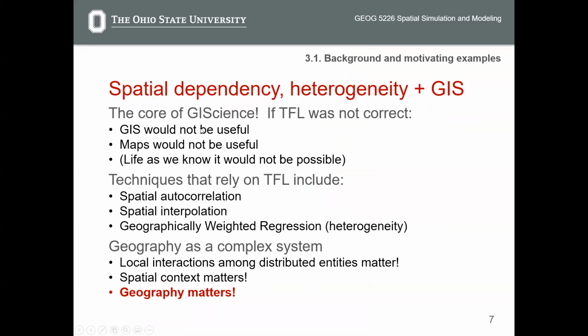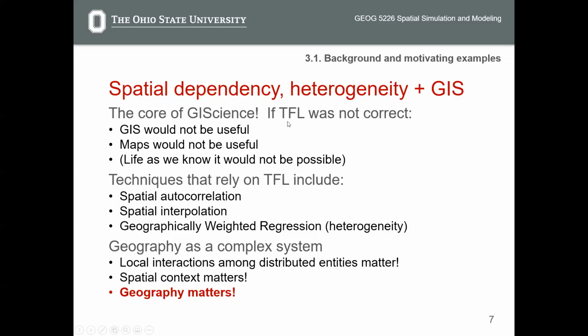So spatial dependency and heterogeneity, they are the core of GIS science. And who claimed the existence of them? Who revealed them? The first law of geography. So that's the importance of the first law of geography. It is the very foundation of spatial analysis, because spatial analysis is based on spatial dependency and spatial heterogeneity.